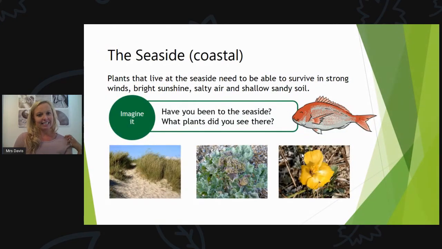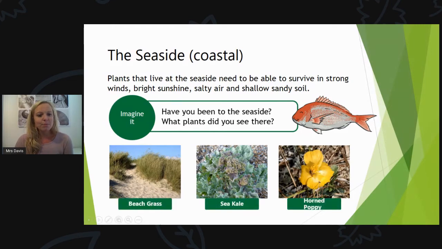Right, so let's have a look next at the seaside, or we can call it coastal. Plants that live at the seaside need to be able to survive in strong winds, bright sunshine, salty air, and shallow sandy soil. Have you been to the seaside? Did you see any plants there when you did? What did you maybe see? We need to try and imagine.